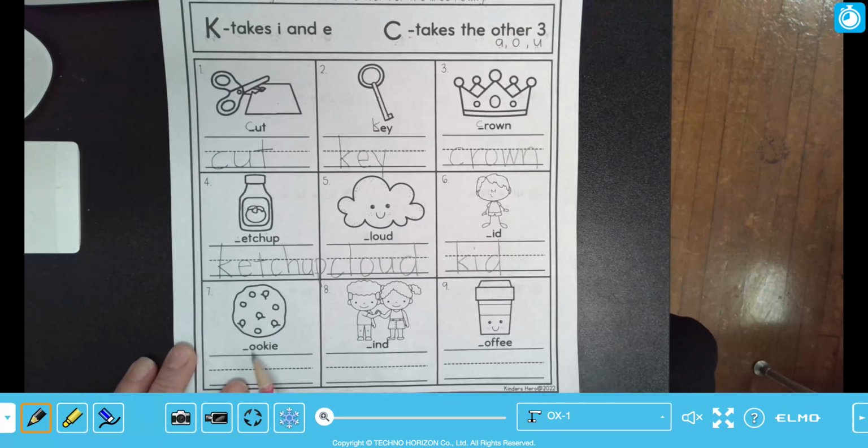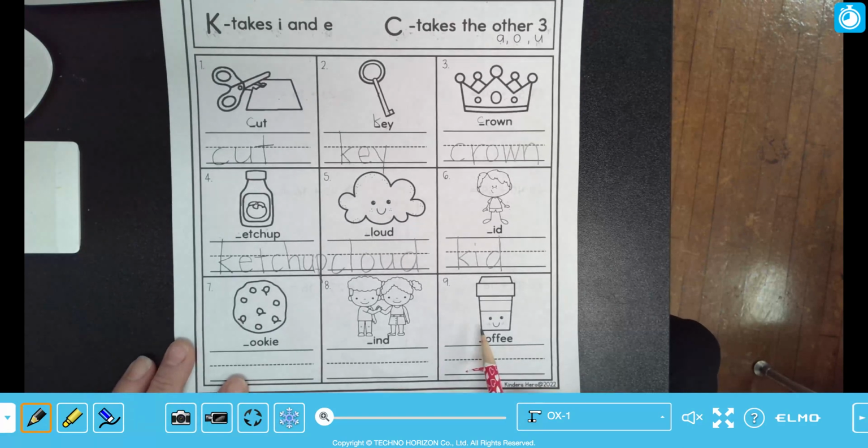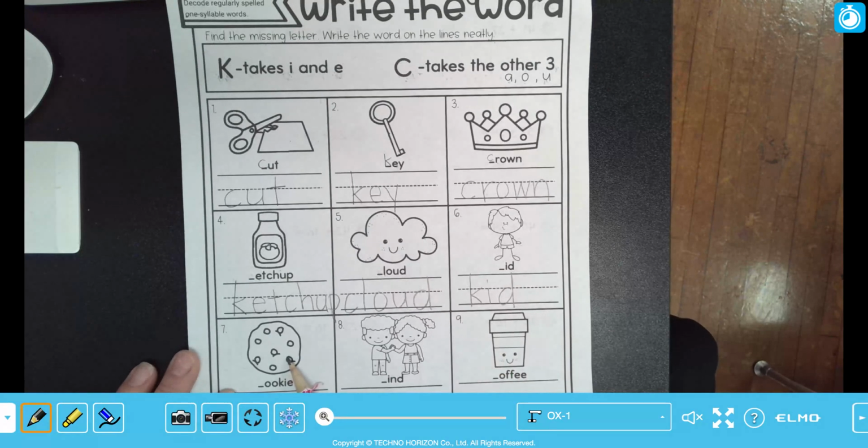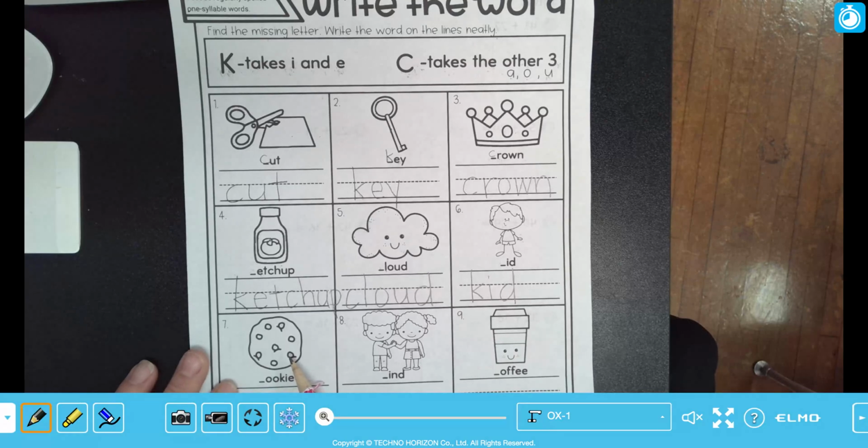Okay, these three I'm not going to write down. You're going to write them down without me, okay? I am not writing these down. You will have to do it. So let's look at this one. This is cookie. Can you say cookie?